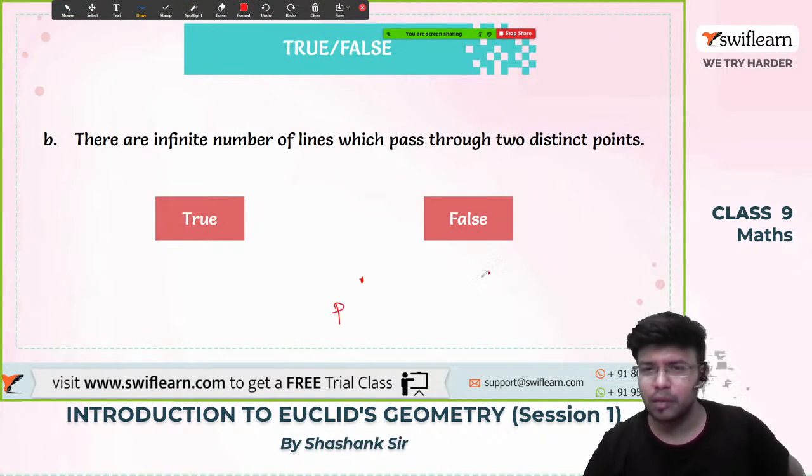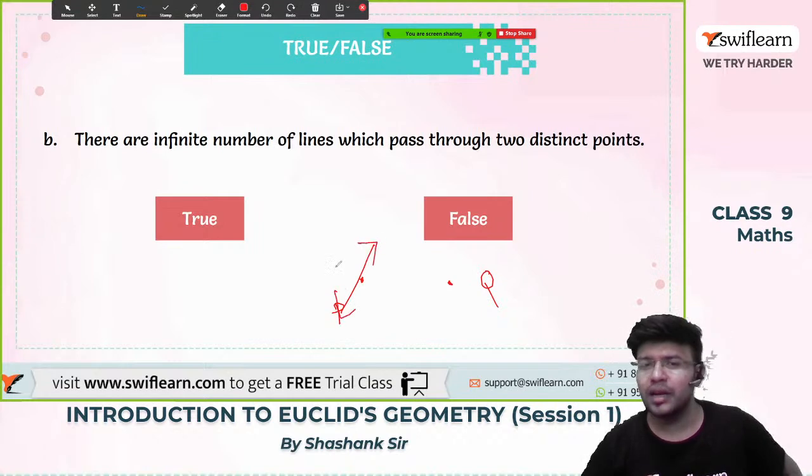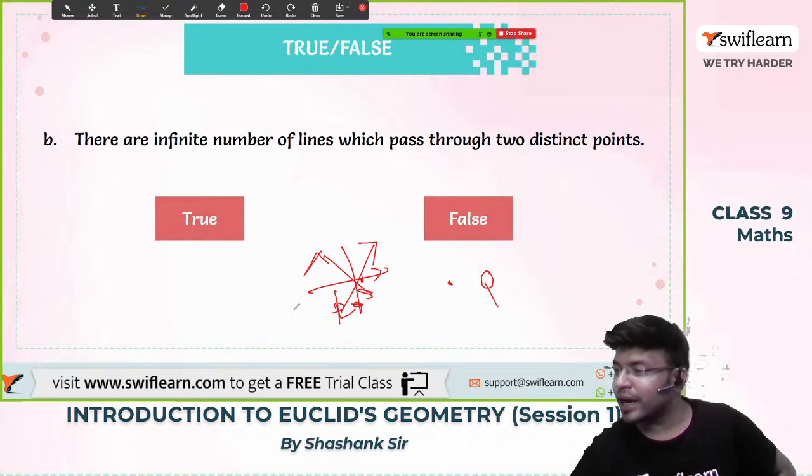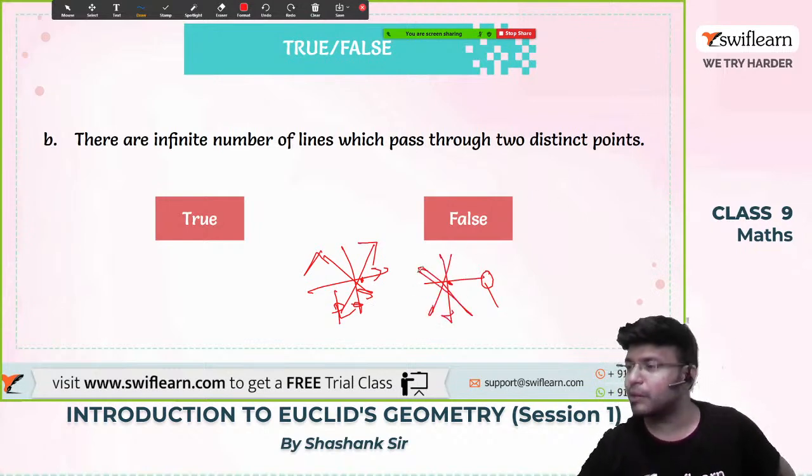Okay, point P है, point Q है. Okay, through point P, how many lines can we draw passing through it? We can draw infinitely many lines. Through point Q, we can also draw infinitely many lines.